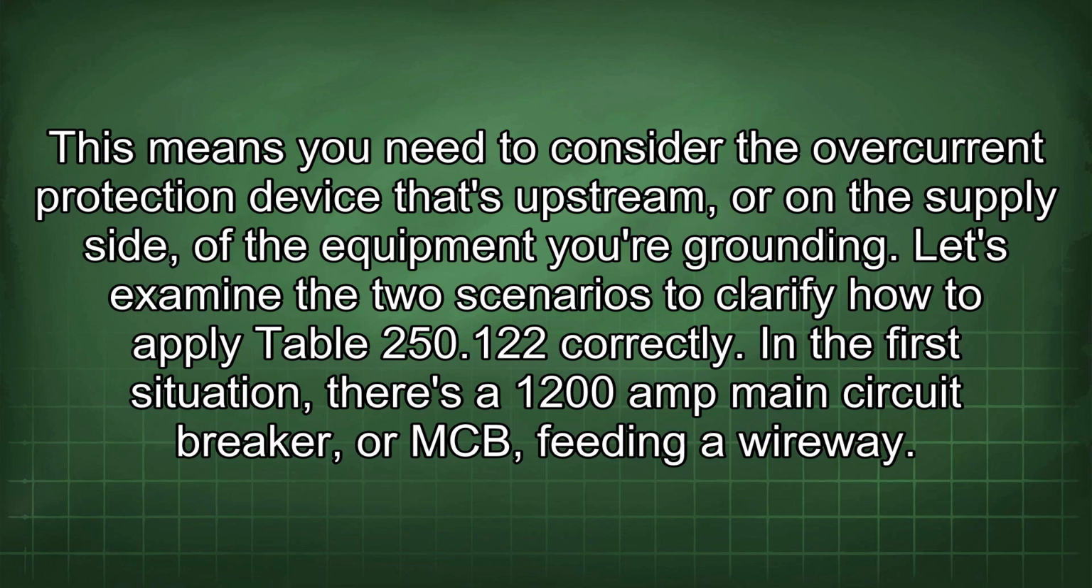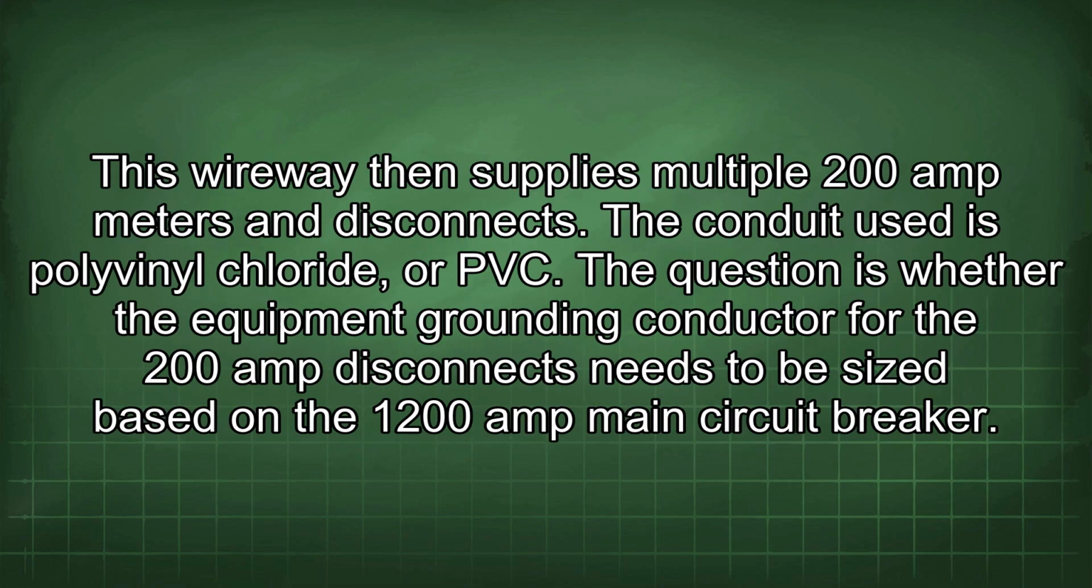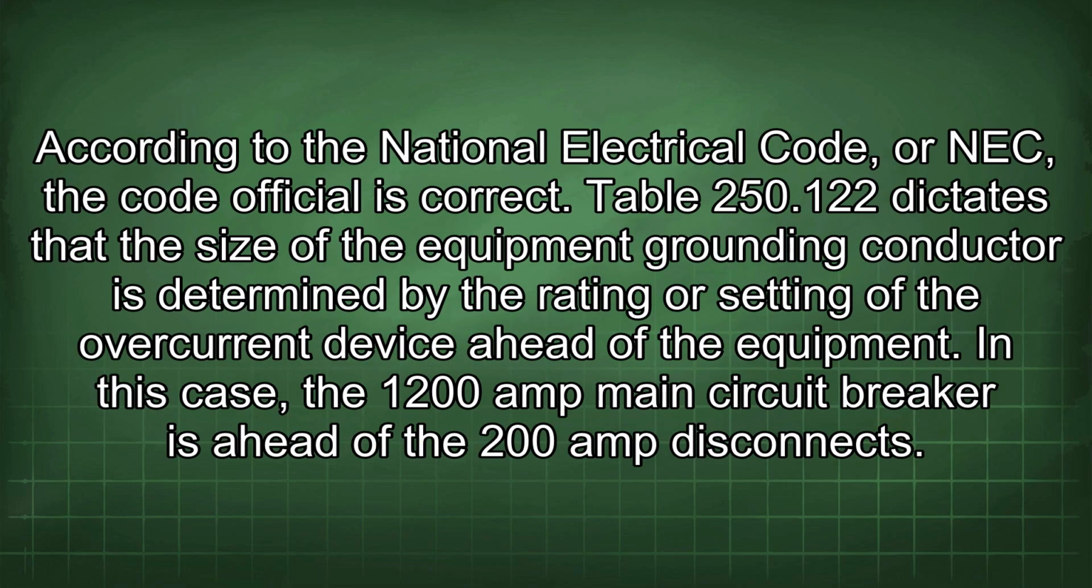Let's examine the two scenarios to clarify how to apply Table 250.122 correctly. In the first situation, there's a 1200 amp main circuit breaker, or MCB, feeding a wire array. This wire array then supplies multiple 200 amp meters and disconnects. The conduit used is polyvinyl chloride, or PVC. The question is whether the equipment grounding conductor for the 200 amp disconnects needs to be sized based on the 1200 amp main circuit breaker. According to the National Electrical Code, or NEC, the code official is correct.